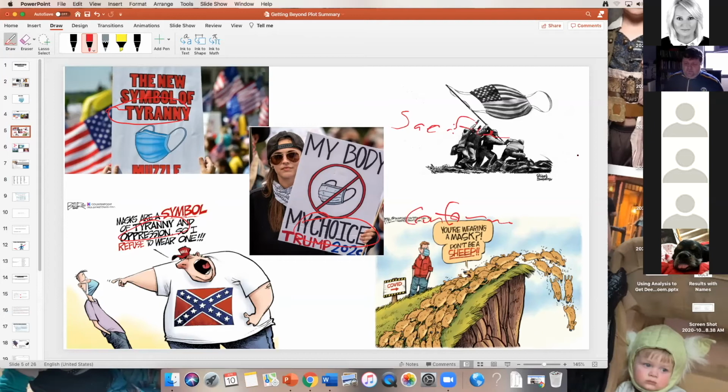Okay, so what these cartoons do, and what we do in our everyday life, is that we look at this mask and we attribute meaning to it, meaning that is not necessarily there. I mean, literally, this is just a mask. However, we are making it mean something else.